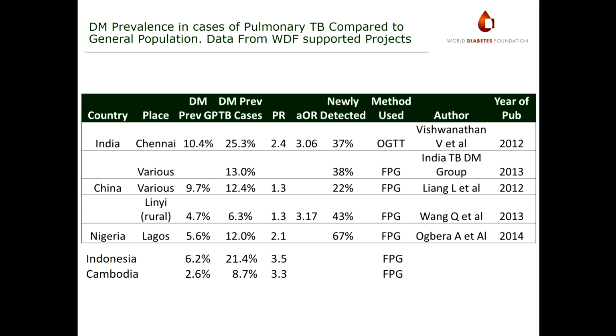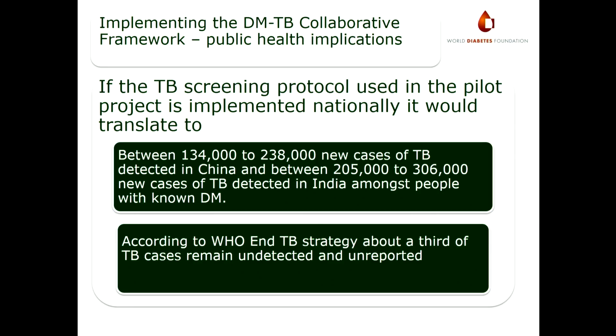If we look at the data generated the other way around, the diabetes prevalence in cases of pulmonary tuberculosis, based on the projects that the World Diabetes Foundation has funded, you will see across the board that people with tuberculosis have roughly 2 to 3 times higher rates of diabetes than the general population. Based on the studies in China and India, if the protocol used in our project were rolled out nationally, then in China roughly 134,000 to 238,000 new cases of TB could be detected, and in India anywhere between 200,000 and 300,000 new cases could be detected amongst people with known diabetes.